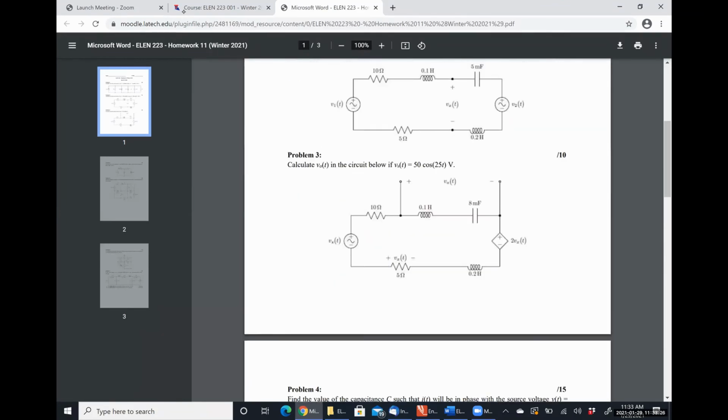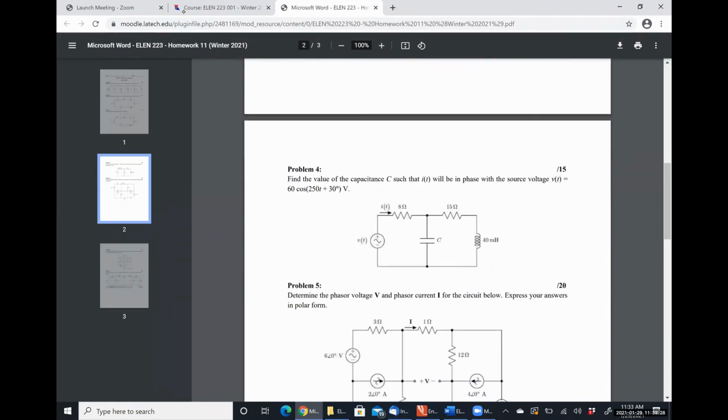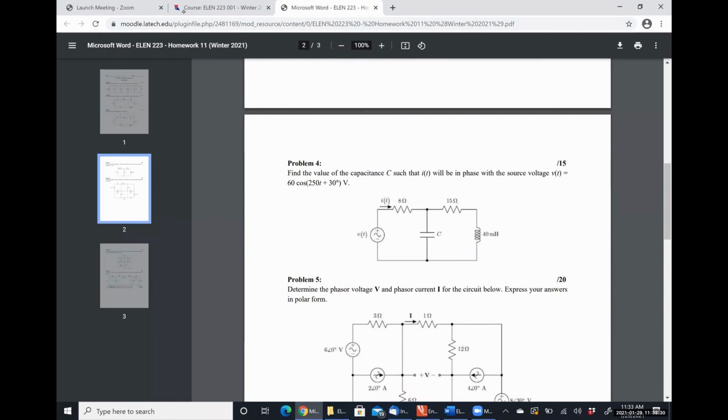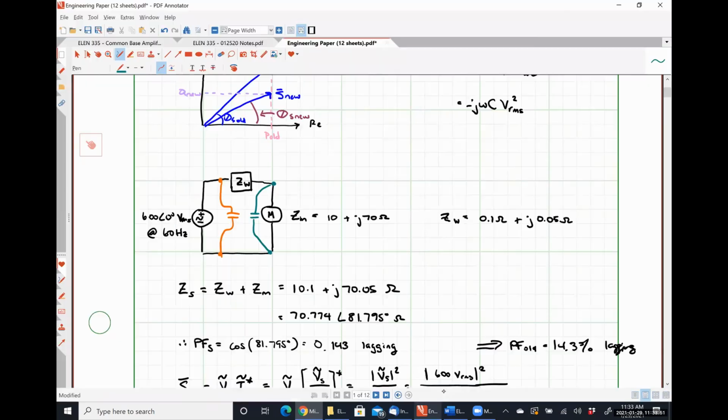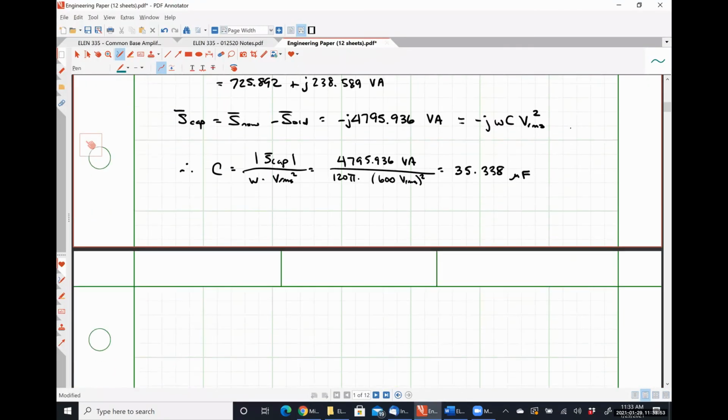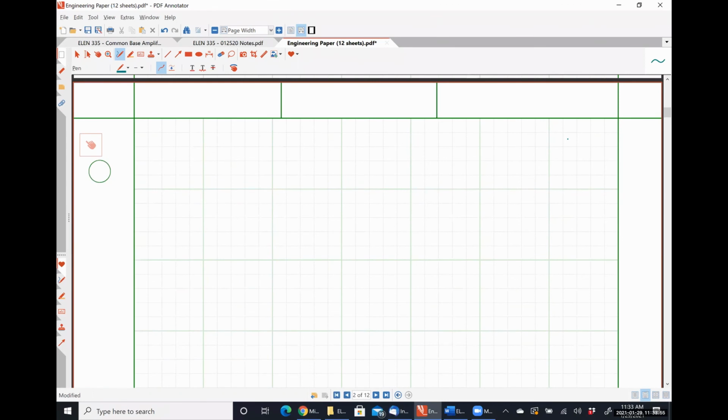Problem 4, you said, right? All right. Find the value of the capacitance C such that I of t will be in phase with the source voltage, V of t. Okay, so this one can definitely be a little bit tricky. So let's take a look at really the approach that we're looking at here, okay?